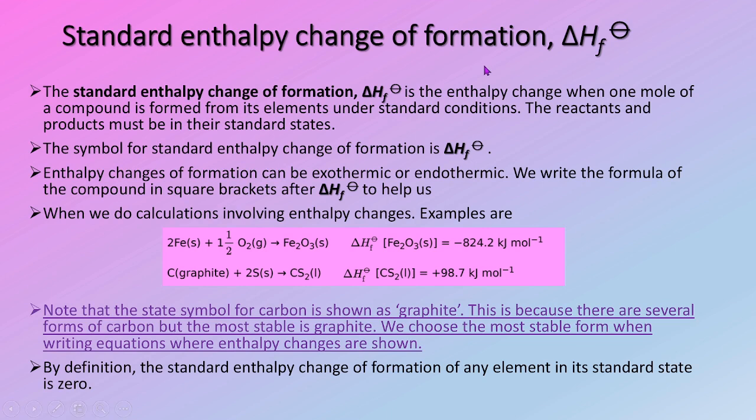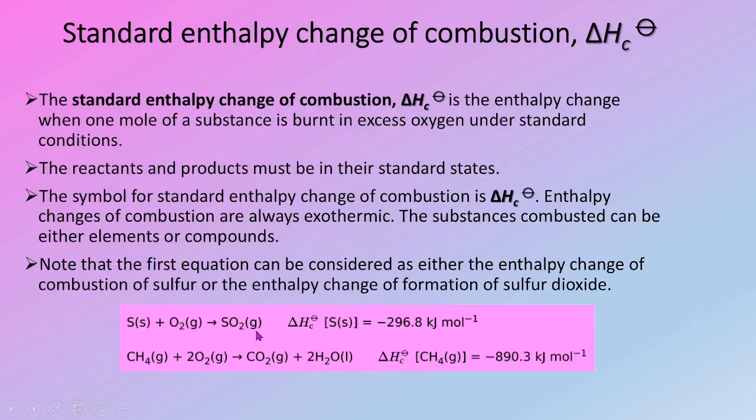Standard enthalpy change of formation: you can see here iron reacted with oxygen to make iron oxide, minus 824.2 kilojoules per mole, or graphite reacted with sulfur to make carbon disulfide. This is an endothermic reaction, so in this formation the energy absorbed is 98.7. Note that the state symbol for carbon is shown as graphite. This is because there are several forms of carbon, but the most stable is graphite. We choose the most stable form when writing equations where enthalpy changes are shown. So this is known as the standard enthalpy change of formation.